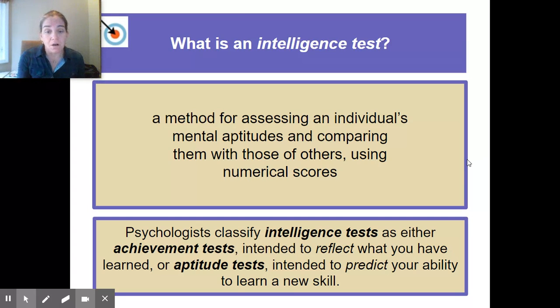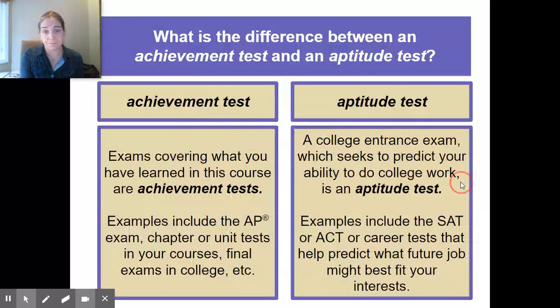Achievement tests are going to reflect what you've already learned. The AP test is a great achievement test if it's made correctly. An aptitude test is going to reflect a prediction for how you will do in the future. As I said, the AP exam, chapter or unit tests in your courses, final exams in college, are all achievement tests. Have you learned what you were supposed to learn?